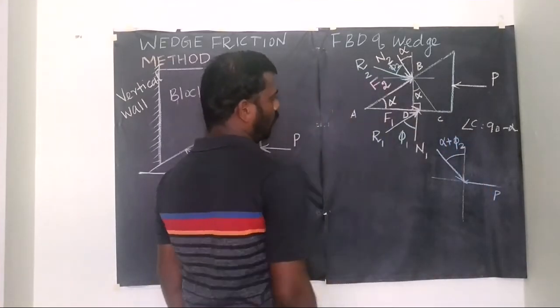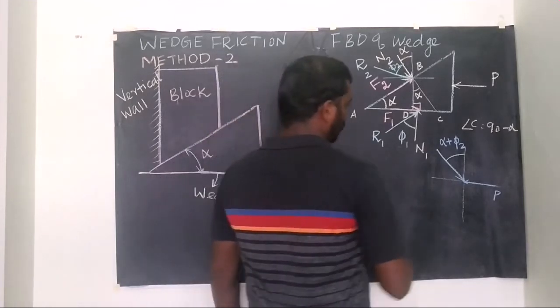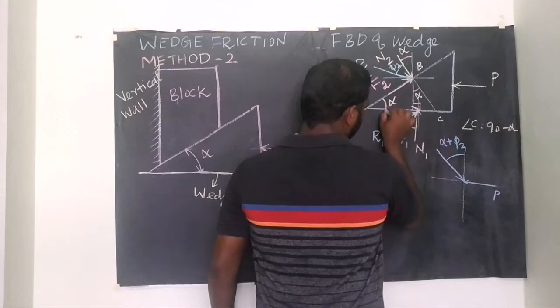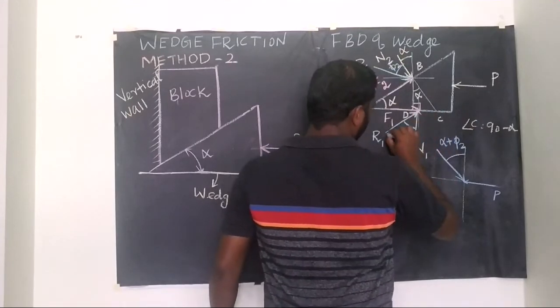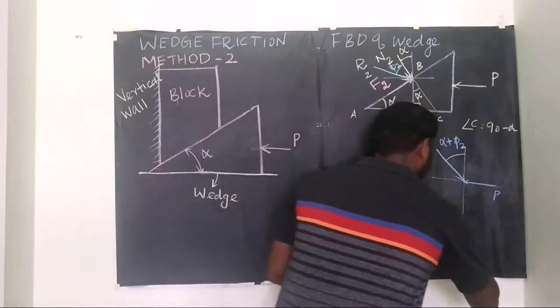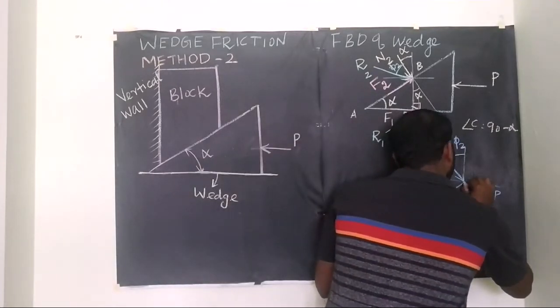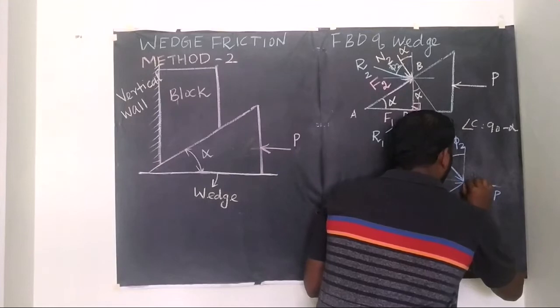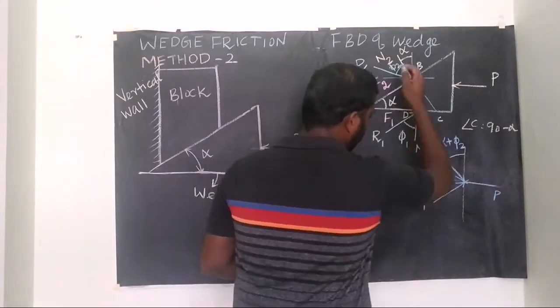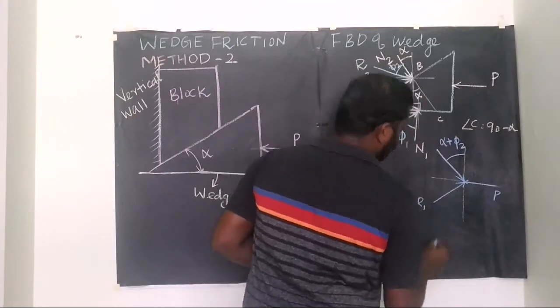Then come to the resultant force R1. This force is acting in this direction. Here I am going to draw some reference line. This resultant force meets at this origin point. This is my resultant force R1. It makes angle phi 1 with the vertical line. This angle is phi 1.